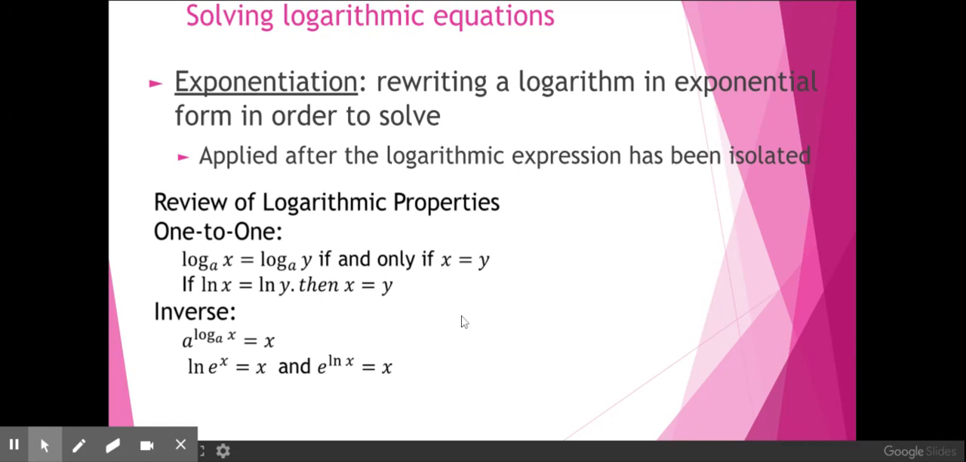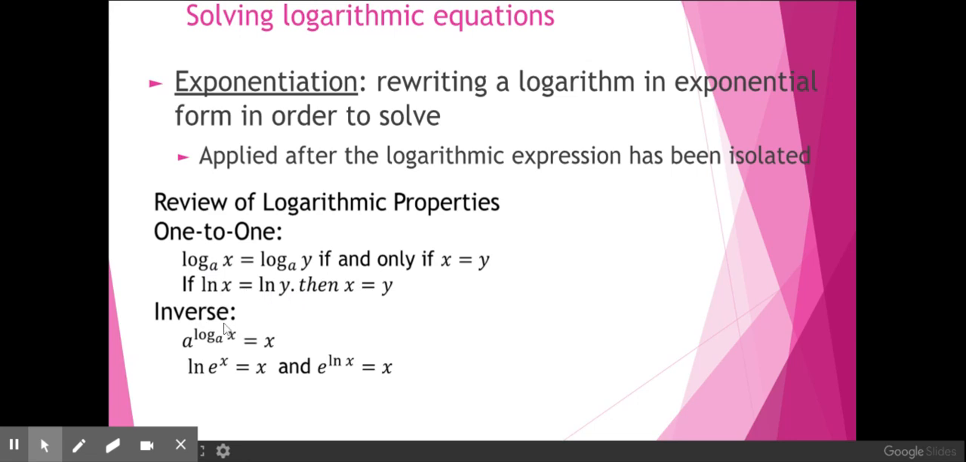So for the one-to-one, if you have a log with the same base, so log base a of x equals log base a of y, then that means that x must equal y. So anytime you have log base something equals log base something, you can set those values equal to each other. And same thing goes for ln.